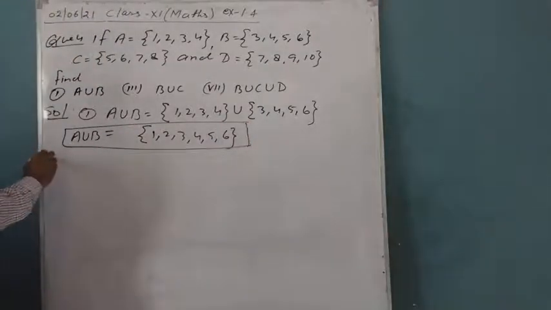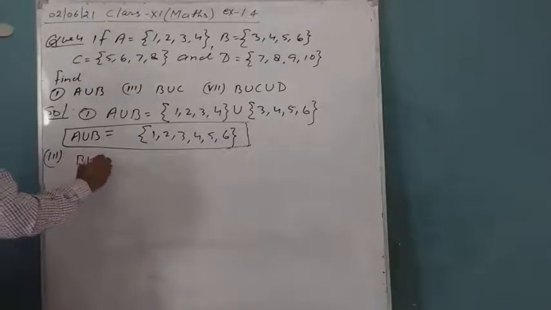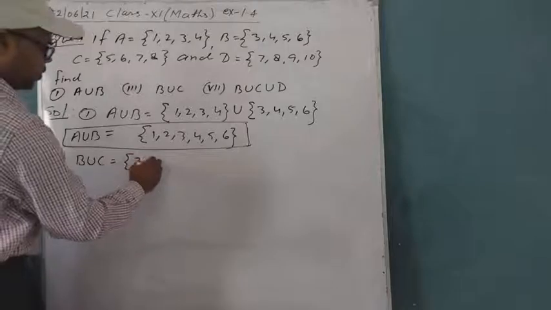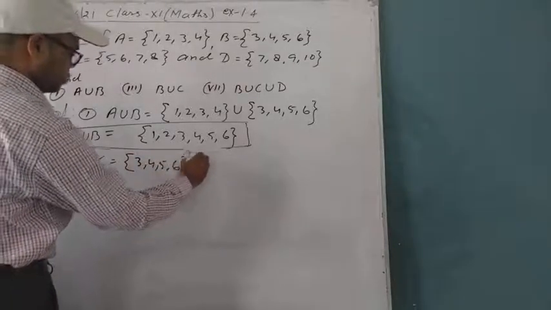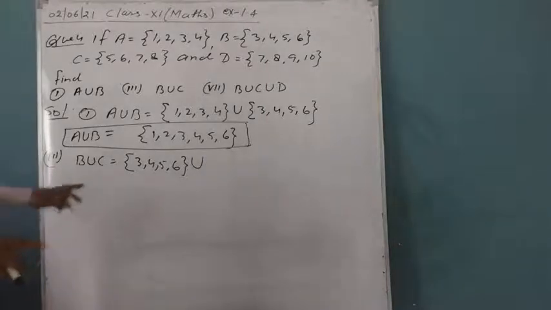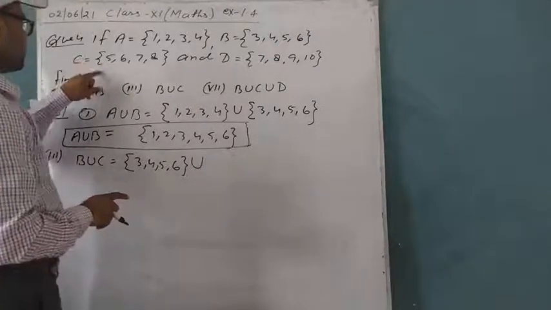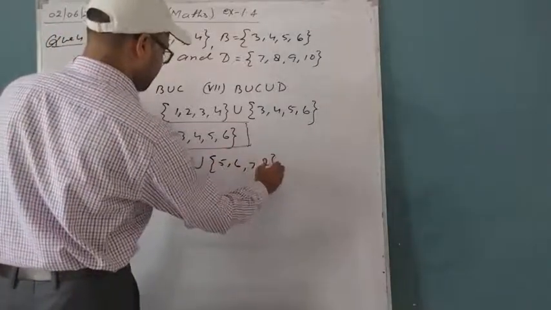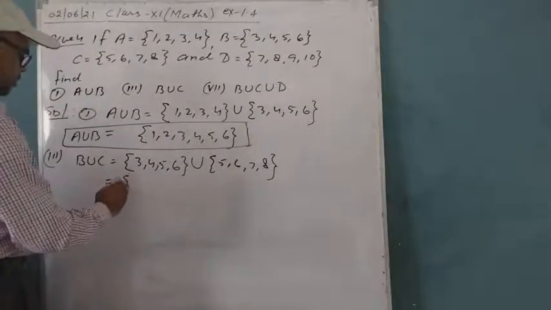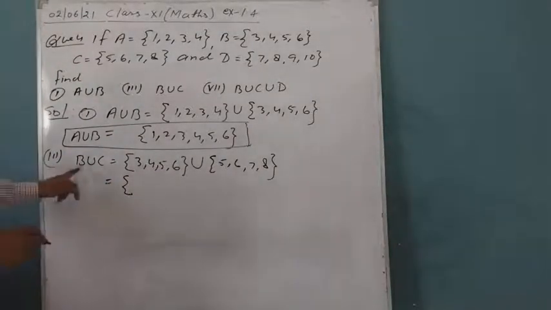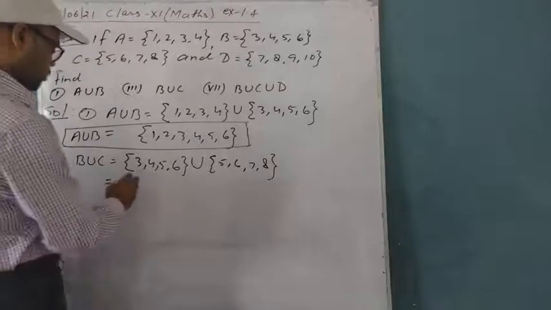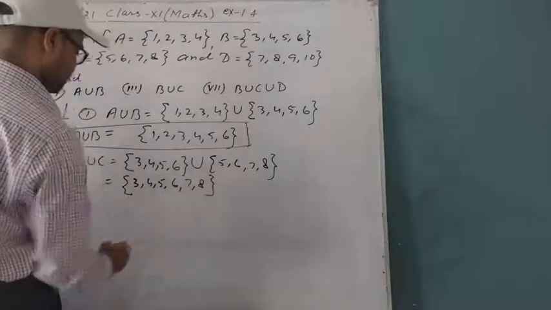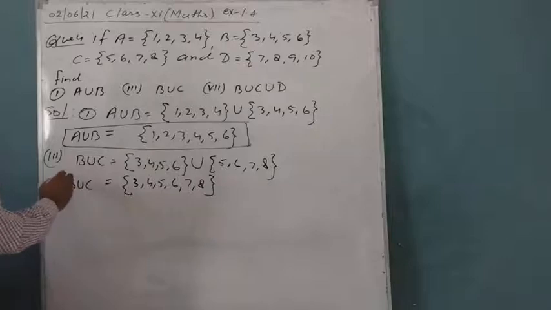Now, third part. B union C is equal to: write the set B in place of B, which is {3, 4, 5, 6}, union, and write the set C in place of C, which is {5, 6, 7, 8}. Now make the set containing all elements of B and C. So it is 3, 4, 5, 6, 7, 8. This is B union C.